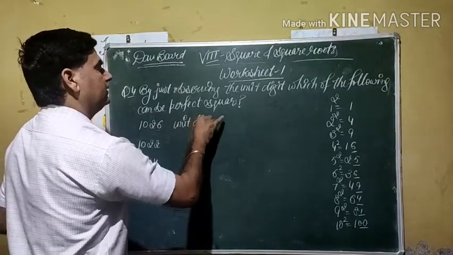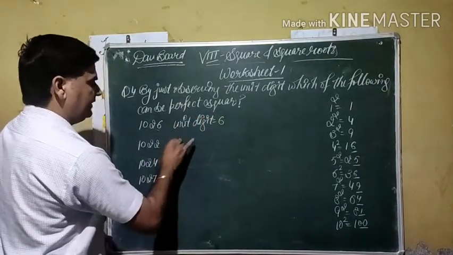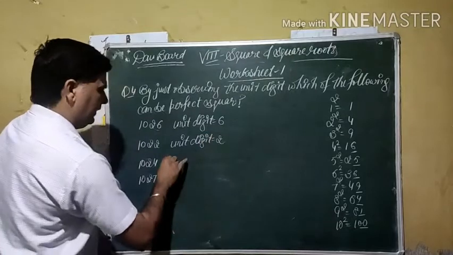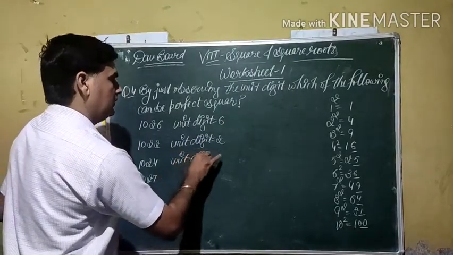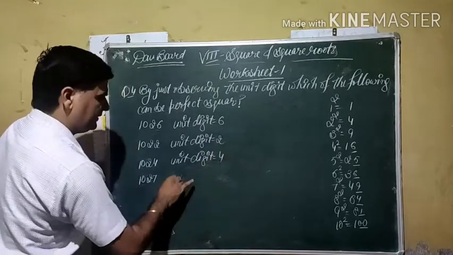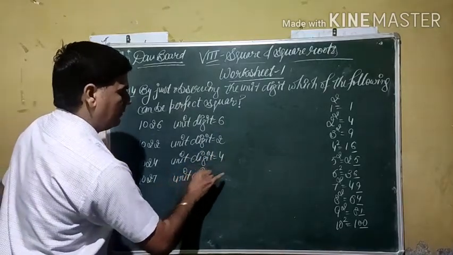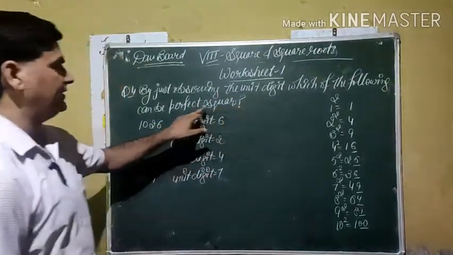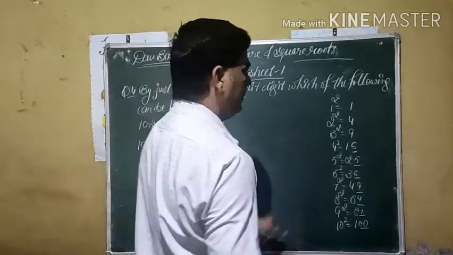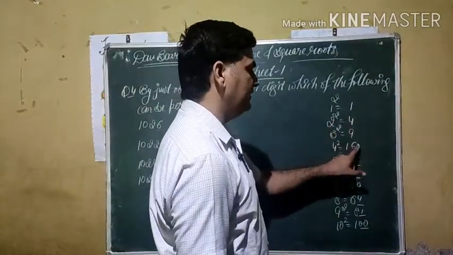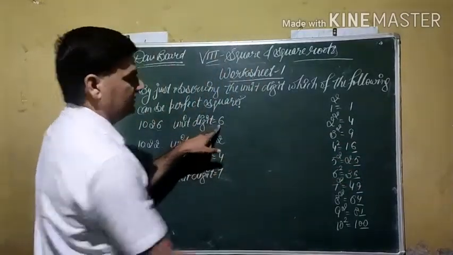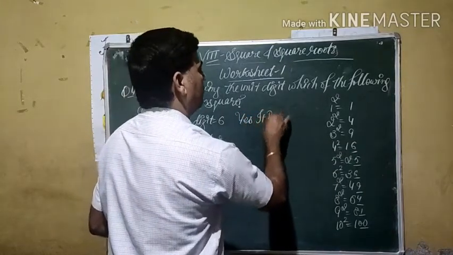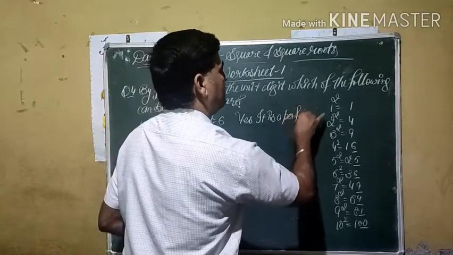The unit digit here is 6. Here the unit digit is 2. First of all, we write down the unit digit. Here the unit digit is 4. Here the unit digit is 7. What we have to see, by testing the unit place digit, is whether it is a perfect square or not. As you know, in a perfect square, the unit digit may be 1, 4, 9, 6 and 5. If you see here 6, 6 comes in the perfect squares. So yes, it is a perfect square. For this our answer is yes.